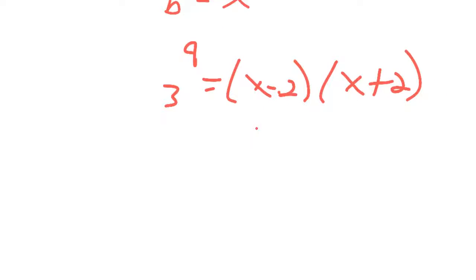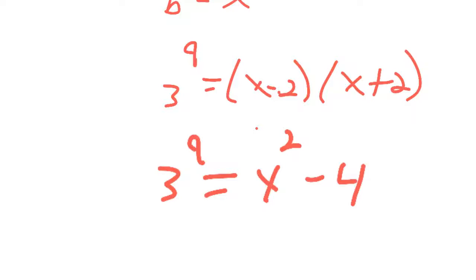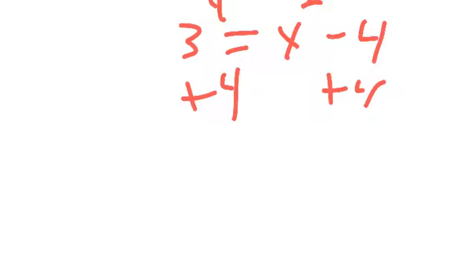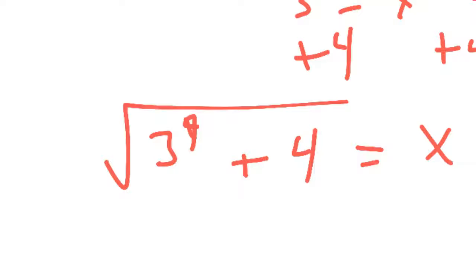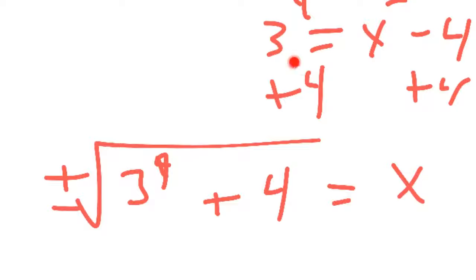Okay, so we can solve that. Let's expand the right side, see if that helps. X minus 2, x plus 2, that multiplies to make x squared minus 4. And so if we add 4 to both sides, and then if we take the square root, so we can get x squared by itself, x is going to be positive or negative, the square root of 3 to the 9th plus 4.